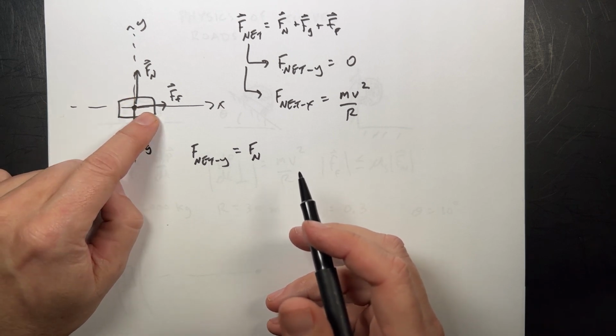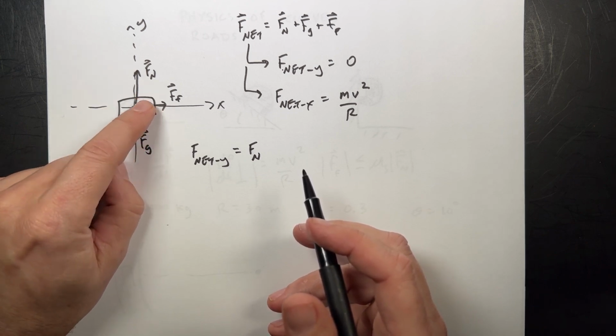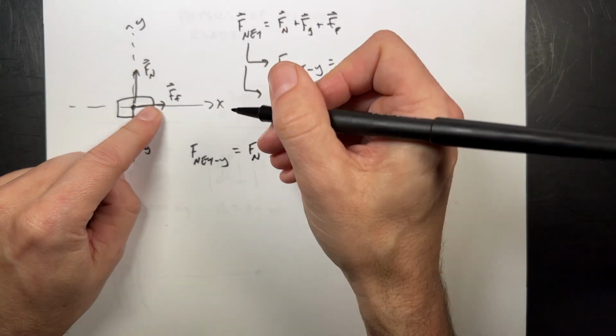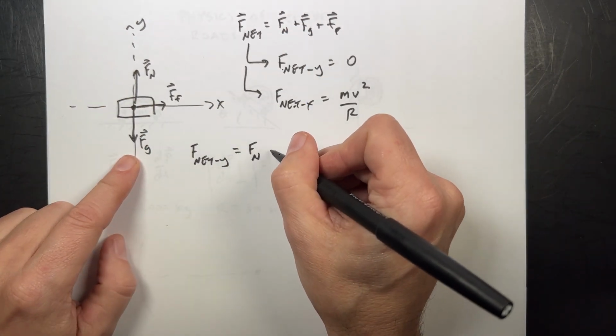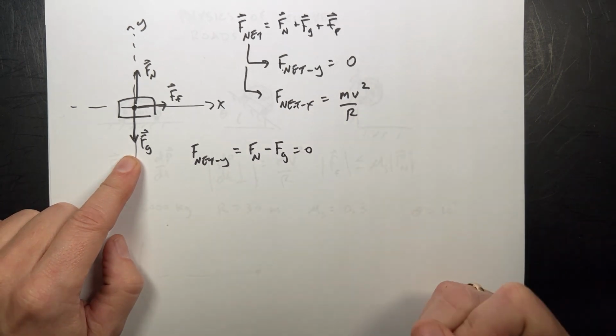The frictional force is pointing in the x direction. There's no part of that pointing in the y direction. So this has no component in the y direction. That's an x. And then the gravitational force is in the negative y direction. So this is negative Fg. And that has to be equal to zero.